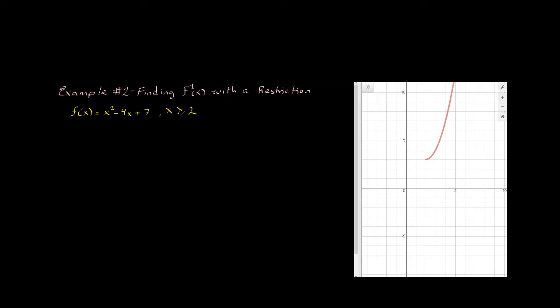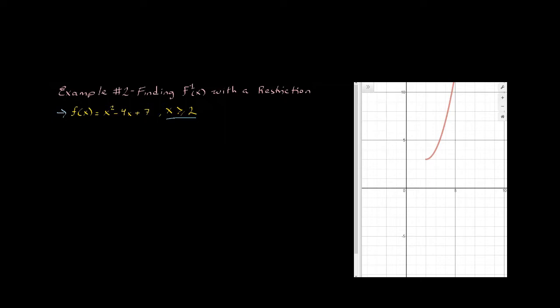I'm going to continue with the second example of how to find the inverse of a function once you have a restriction. Here I have my f of x, my function, which is x squared minus 4 times x plus 7. And here I have my restriction, x greater or equal than 2.